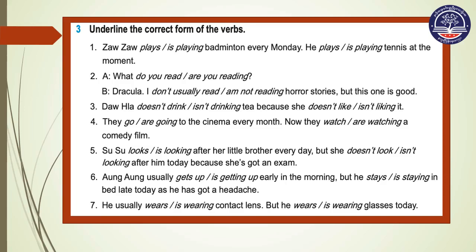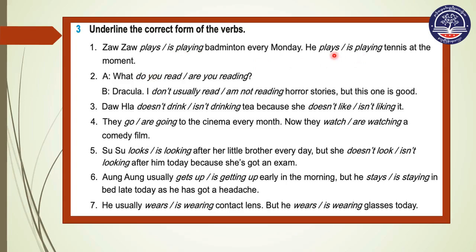Okay, so now let's look at exercise number 3. It says, underline the correct form of the verbs. So all you have to do is choose the correct one and underline, okay? So number 1, Zozo plays, or is playing badminton every Monday, okay? So you have to choose between plays and is playing and just underline the correct one. He plays or is playing tennis at the moment, okay? So in each sentence there are 2 which you need to choose from, all right?